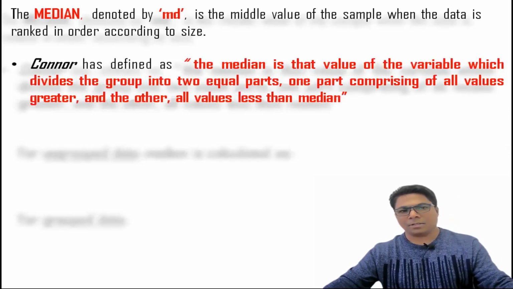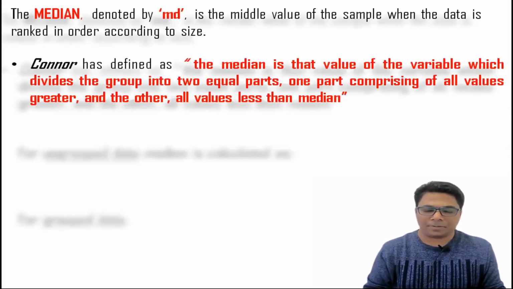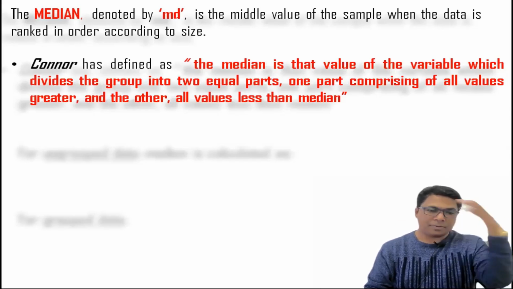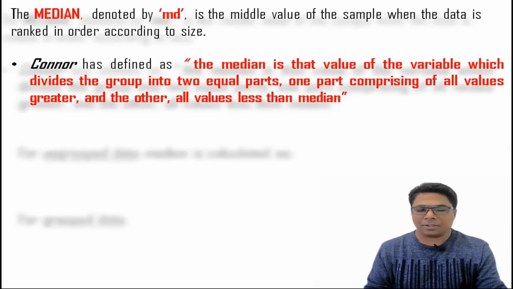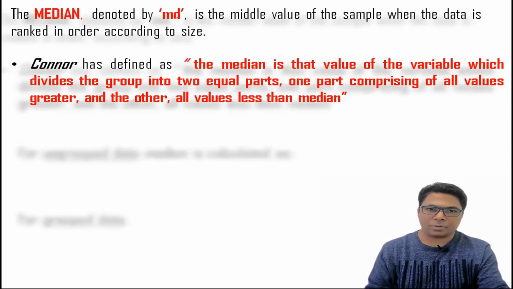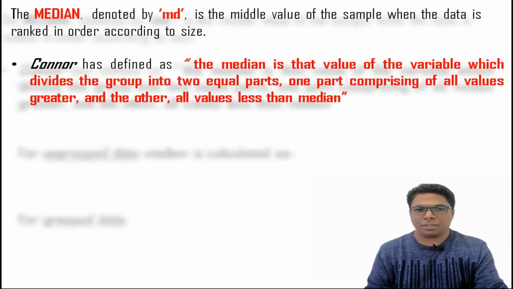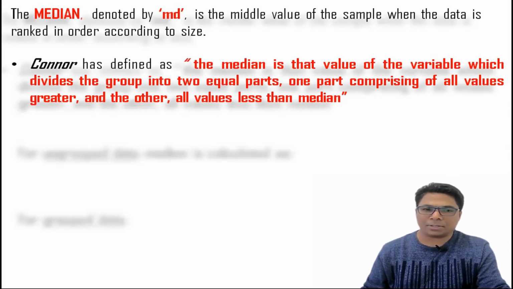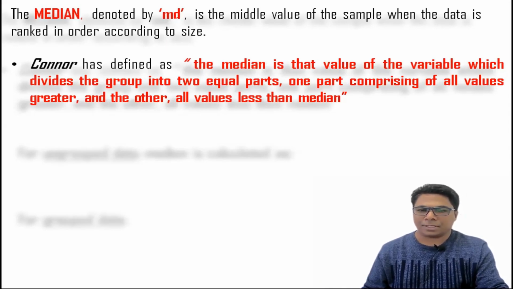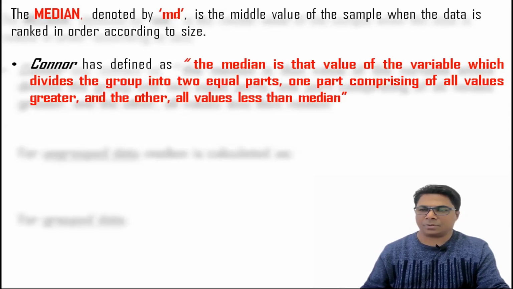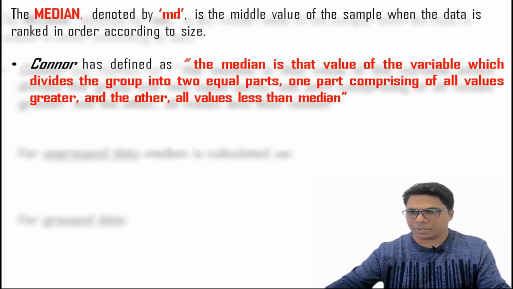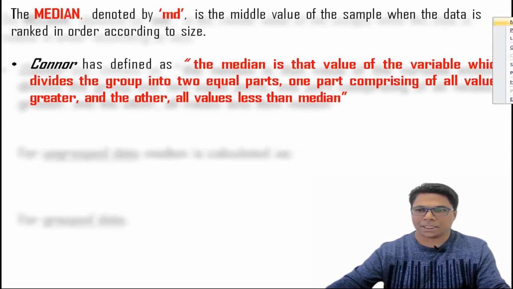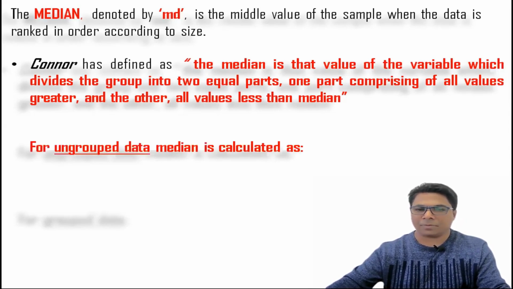So let us take a definition by one of the scholars. We are taking the definition of Connor. Connor has defined median as the value of the variable which divides a group into 2 equal parts, one part comprising all values greater and the other all values less than the median. This definition we have discussed with the help of the example.